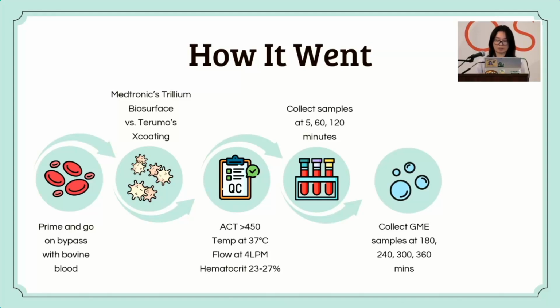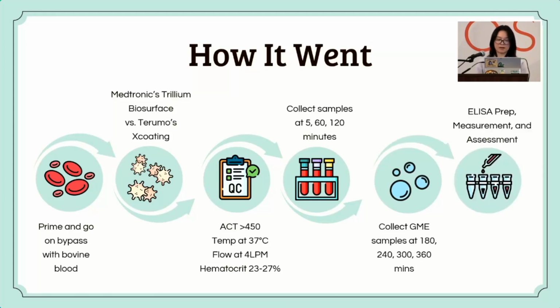And after the 180-minute mark, we would take a sample and then introduce GMEs at different RPMs via one of the pump suckers, and then continue taking samples after that until we had a total of a 6-hour pump run. And finally, we had all of our samples, which we isolated plasma from, so we could run our ELISAs and then compare our platelet biomarker concentrations from each run.